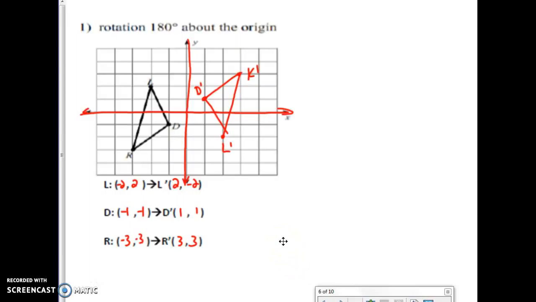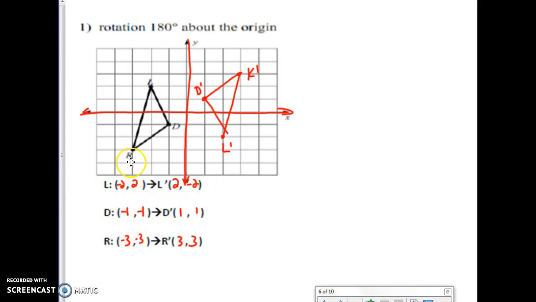Okay, guys, so for number one under rotations of 180 degrees, hopefully this is what you got. Remember, I just got the ordered pairs and then just switched the signs in front of them. So negative 2, 2 became 2, negative 2. So there's D prime. You can see that there's a straight line going in between those two. D, we already talked about that one.